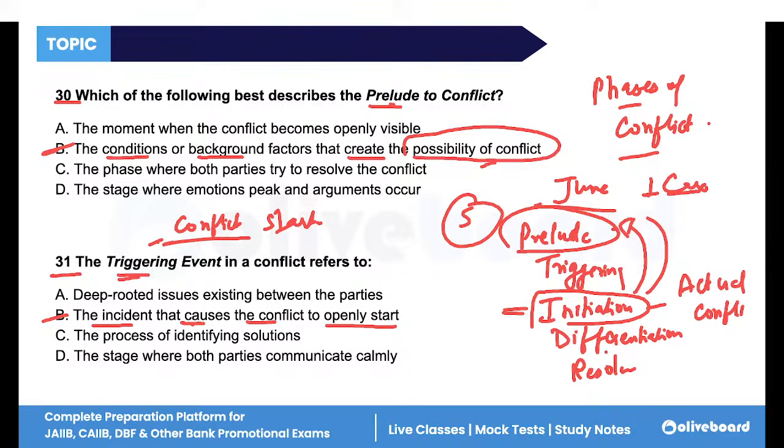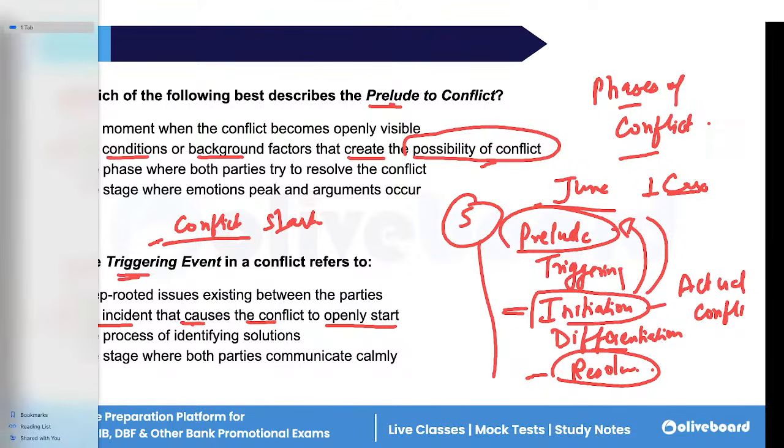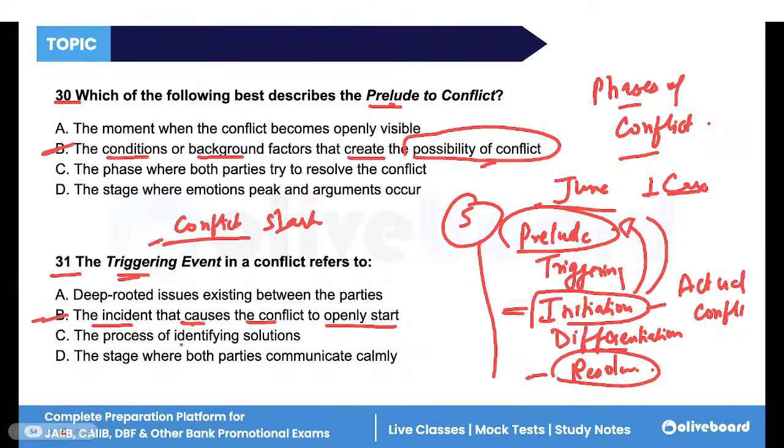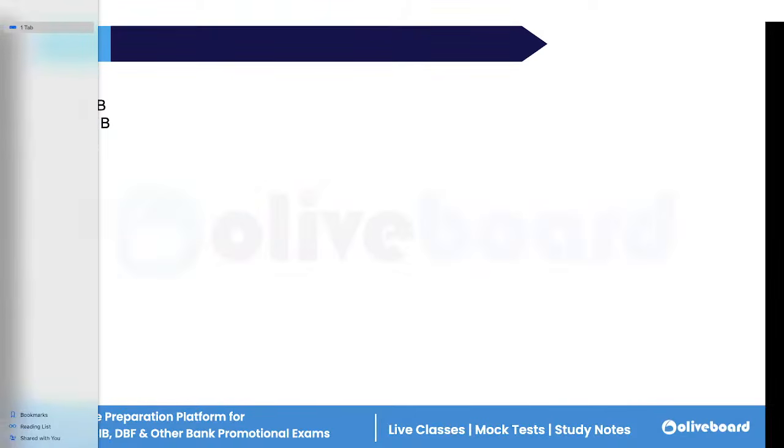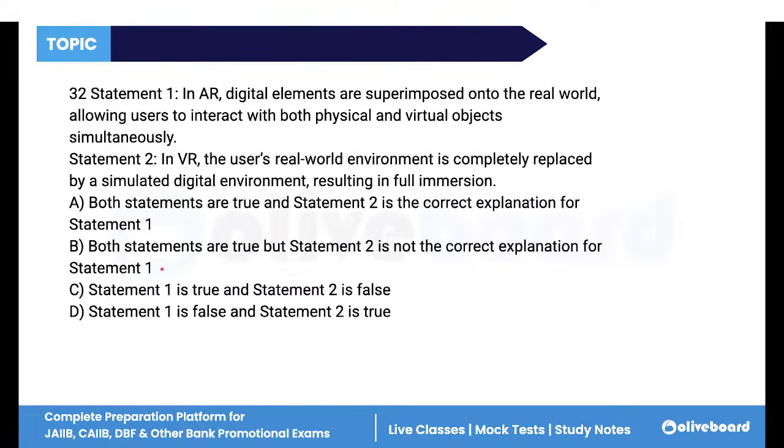After the conflict starts, you will try to differentiate yourself: why you are different from each other, what is the reason behind this conflict, why your ideas and opinions are not matching. After that, the last stage is where everyone will try to resolve that conflict. They will try to find the midway solution for resolving the conflict. So these are the different phases of conflict. No, not the process of identifying solution. The process of identifying solution is in the last phase, not in triggering. Triggering means what actually triggered you. So both the questions have option B.